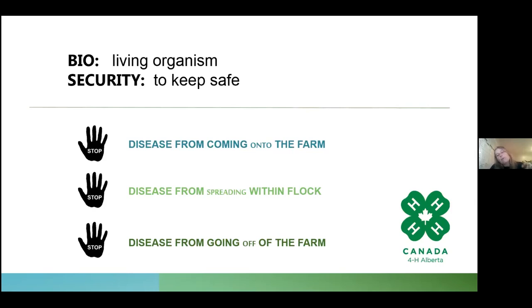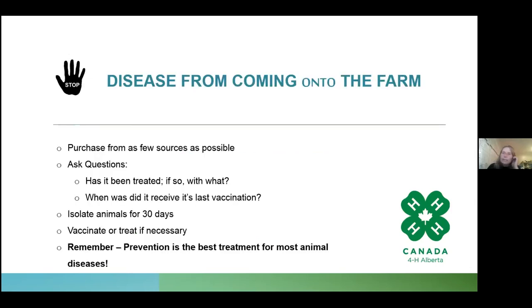Okay, so if I prevent diseases from going off the farm, that's number 3. So I don't want them to go onto my farm, I don't want them spreading on my farm, and I do not want them to go to other people's farms. So biosecurity, that's the principles. All right, so diseases coming onto the farm. We want to purchase, I know when you're trying to build a flock up, you want to buy a lot of different type of animals, or if you're in 4-H, you may get one here, you may have another opportunity here, or that person doesn't have any this year, or you want to try a different breed. So you can end up buying from a lot of different places.